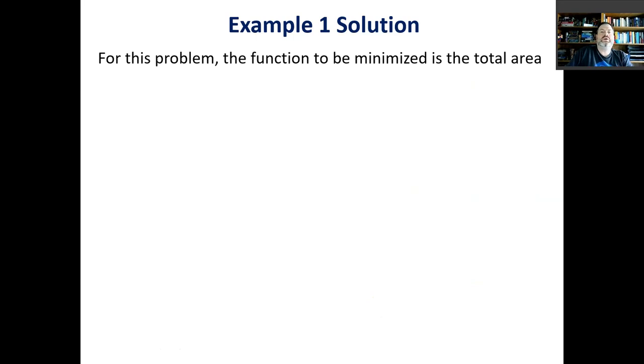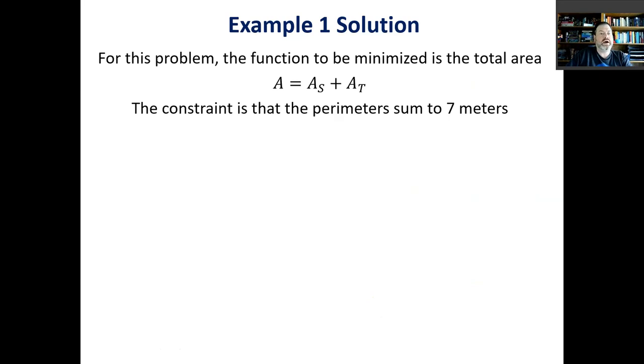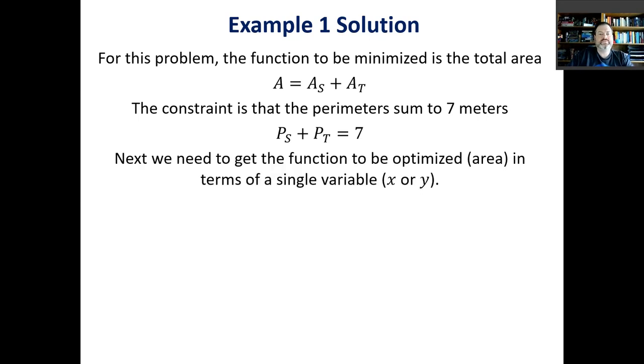And we want to minimize the total area. So we add the areas of the square and the triangle. We want to minimize that. We want to do this as a function of x or a function of y. And the constraint is that the total perimeter, x and y together, sums to 7 meters. Right, the perimeter of the square plus the perimeter of the triangle is 7.